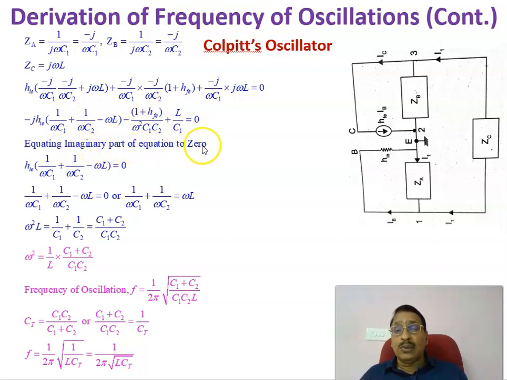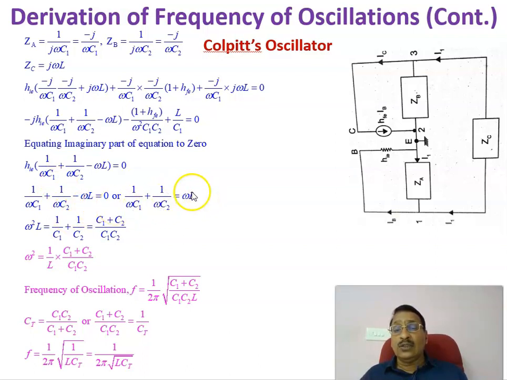So considering the imaginary part of the equation equal to 0, this is the imaginary part: minus jHIE into this term. Therefore, that equal to 0 means that 1 by omega C1 plus 1 by omega C2 minus omega L should be equal to 0. Then only the imaginary part will become equal to 0. Or we can write 1 by omega C1 plus 1 by omega C2 equals omega L.